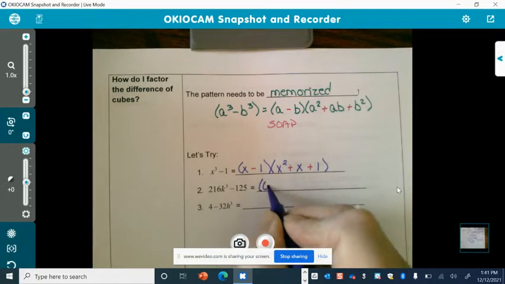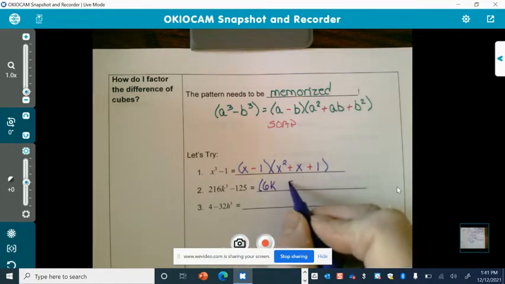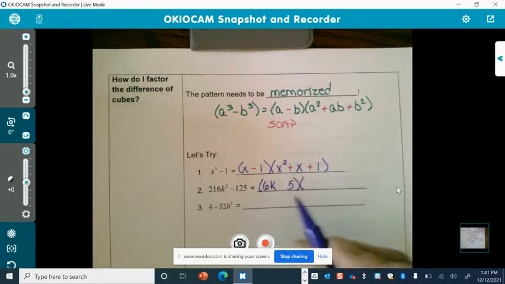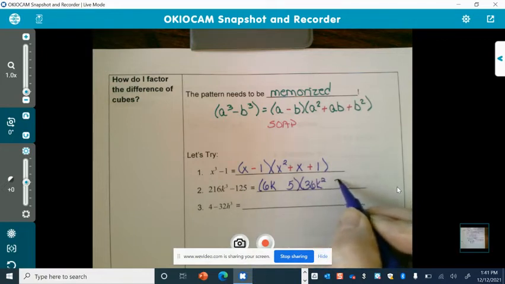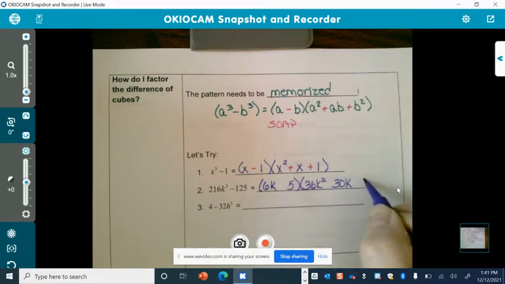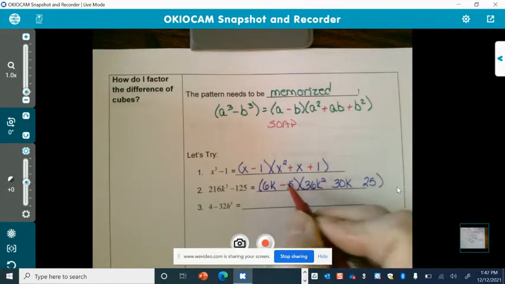So cube root of 216 is 6. K cubed becomes K. 125 becomes 5. Square the first. Multiply them together. Square the last. And apply SOAP.